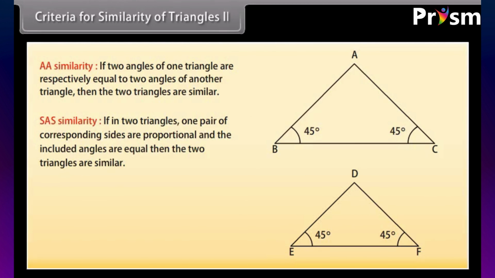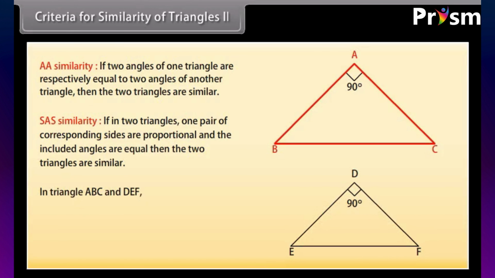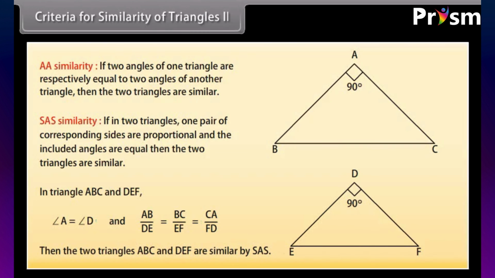If in 2 triangles, one pair of corresponding sides are proportional and the included angles are equal, then the 2 triangles are similar. In triangles ABC and DEF, angle A is equal to angle D and AB upon DE equals BC upon EF, which equals CA upon FD. Then the 2 triangles ABC and DEF are similar by SAS.